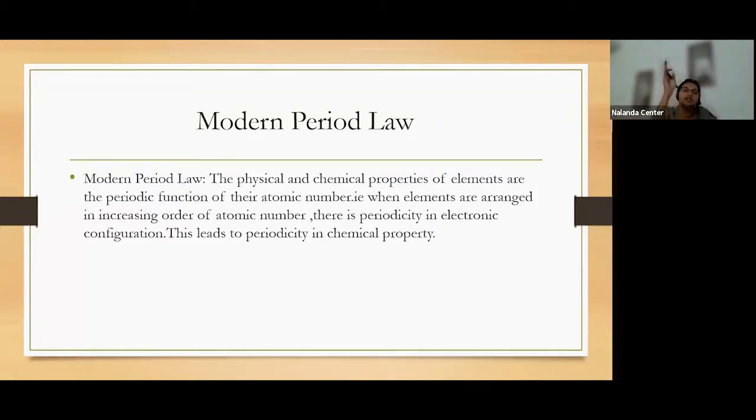So when the elements are arranged based on increasing order of atomic number, then there is going to be periodicity of properties. Why will there be periodicity in electronic configuration? How can we say that? Say sodium is there. Sodium is 11. Electronic configuration is going to be 2, 8, 1. Say lithium is there. Lithium atomic number is 3. That is 2, 1. The next one is going to be potassium, 2, 8, 8, 1.